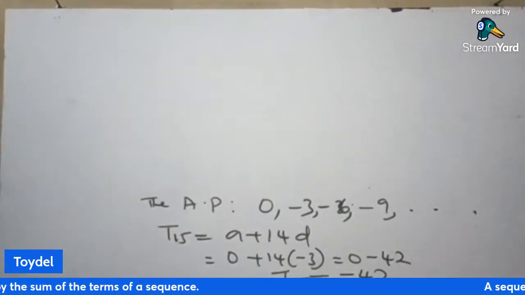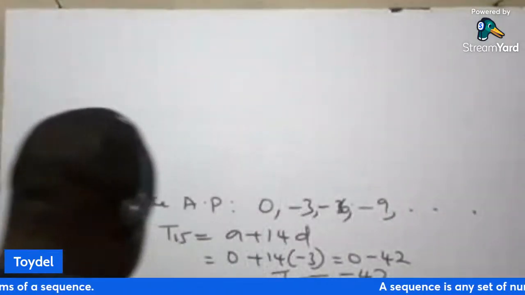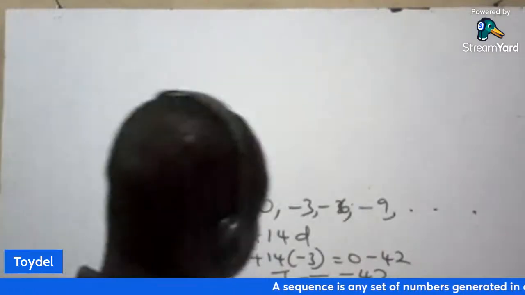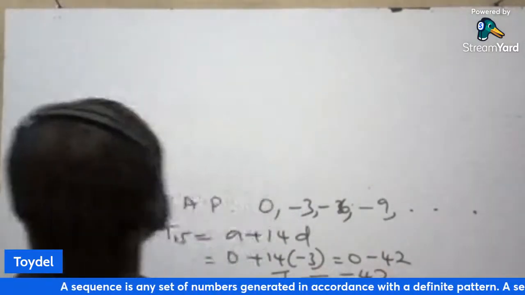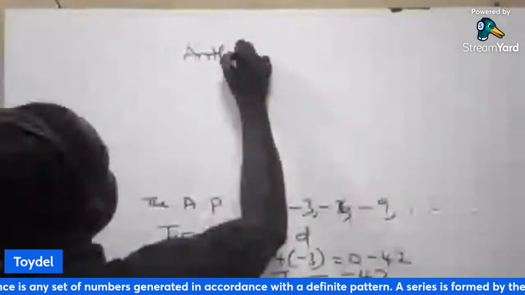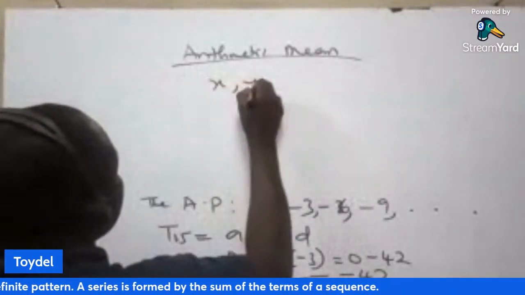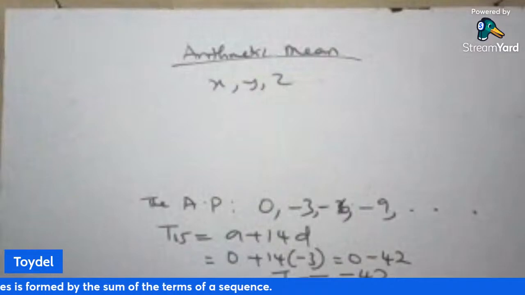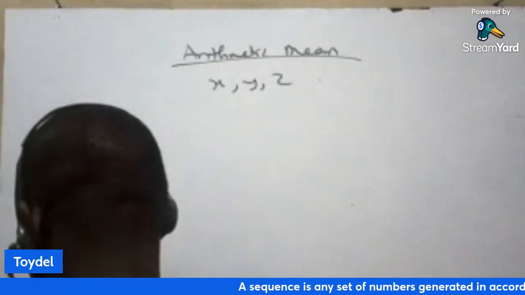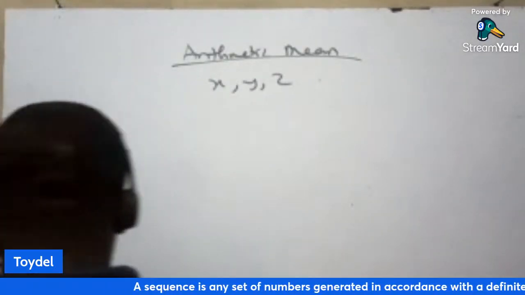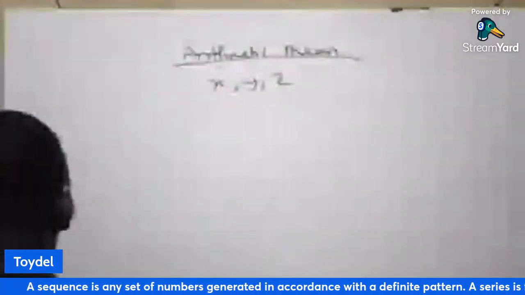And there's what we call arithmetic mean. That is, if you are given three consecutive terms of an AP, how do we find the arithmetic mean? Arithmetic mean. Let's say we are given three consecutive terms of an AP as X, Y, and Z. So how do we find the arithmetic mean? Of course, there are three terms there, X, Y, Z. So Y is the mid number.